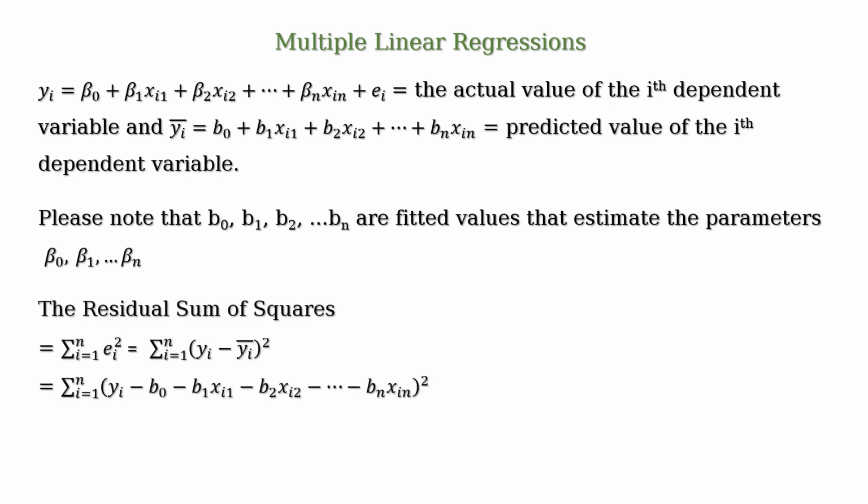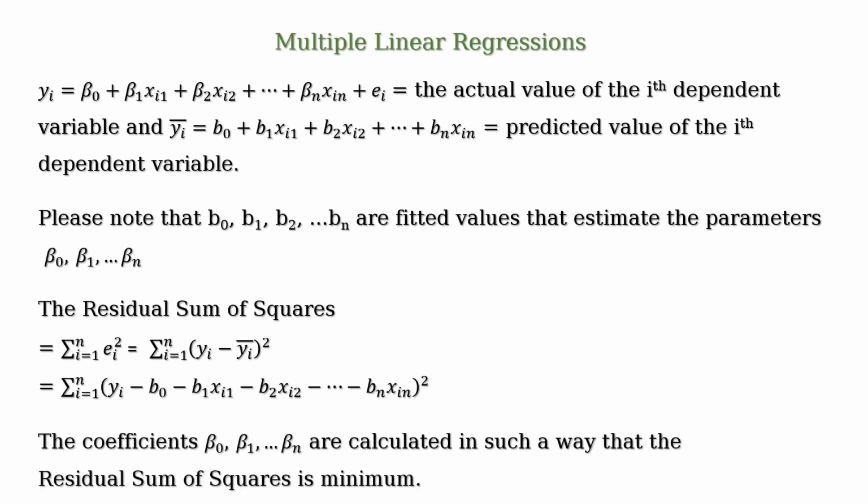So, the residual sum of squares is equal to summation from i = 1 to n of ei square, and that is equal to summation from i = 1 to n of (yi - yi bar) whole square, and that will be equal to summation from i = 1 to n of (yi - b0 - b1 xi1 - so on) whole square. The coefficients beta 0, beta 1 to beta n are calculated in such a way that the residual sum of squares is minimum.